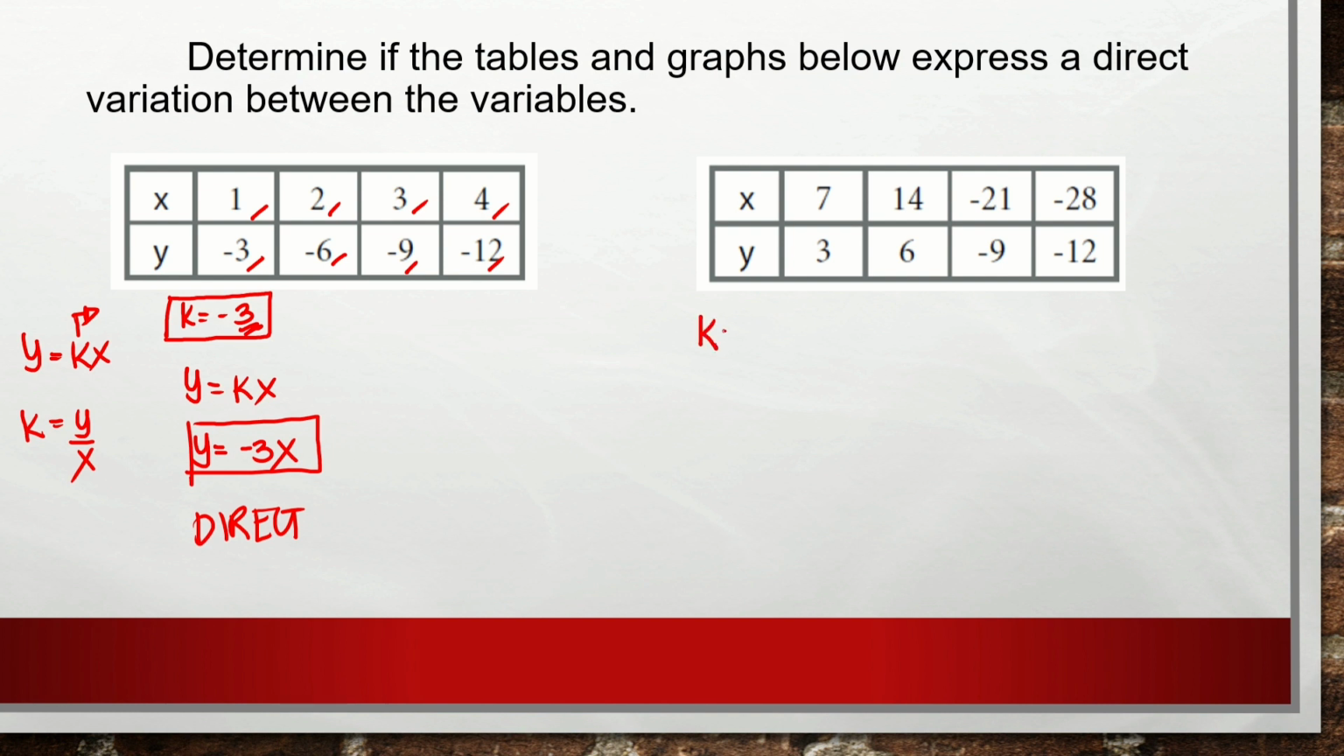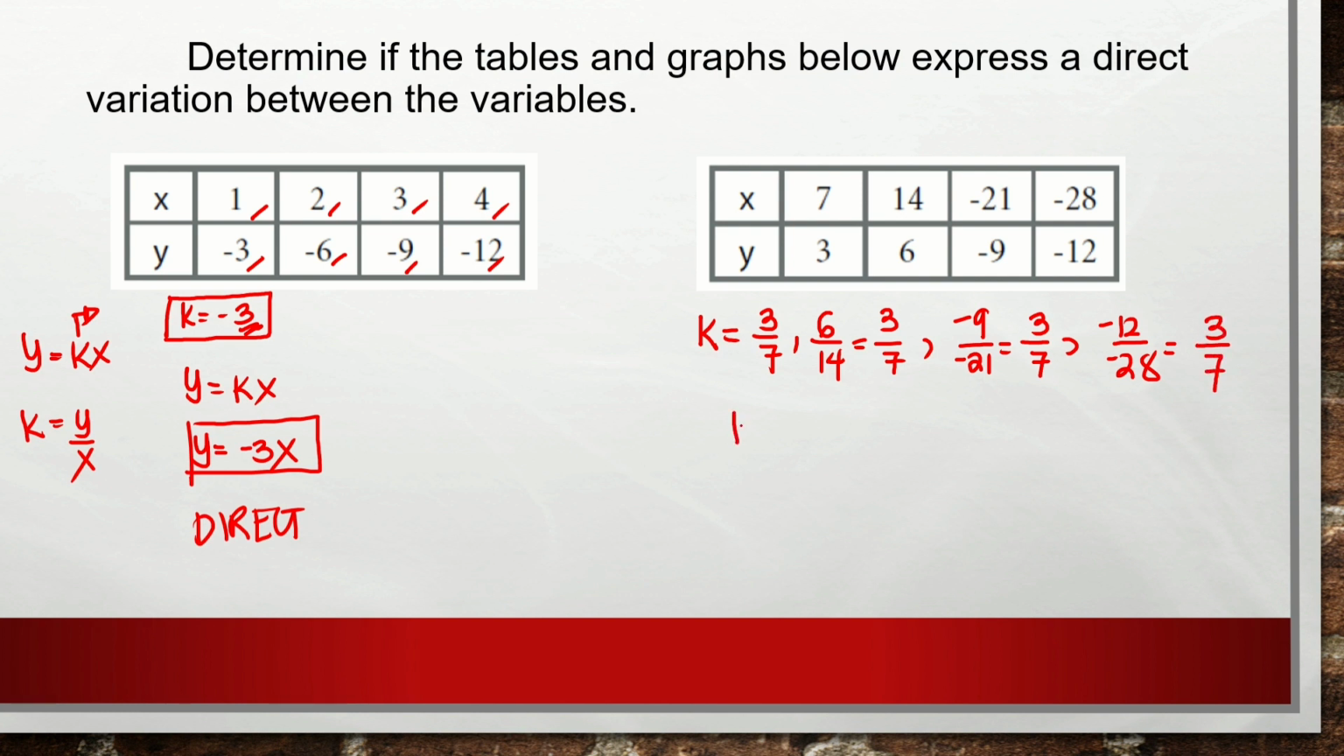Again, we're going to solve for k. So we divide this, 3 all over 7. Next is 6 all over 14, which is reducible to lowest term, that's 3 all over 7 also. We have negative 9 over negative 21, which is equal to 3 all over 7 if we divide both by negative 3. Next is negative 12 all over negative 28. That is also positive 3 all over 7.